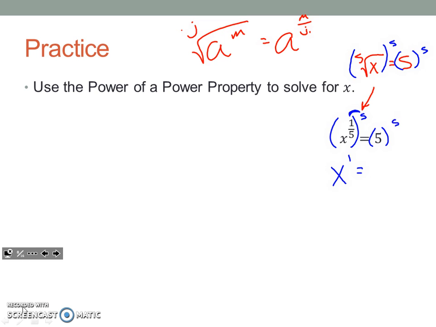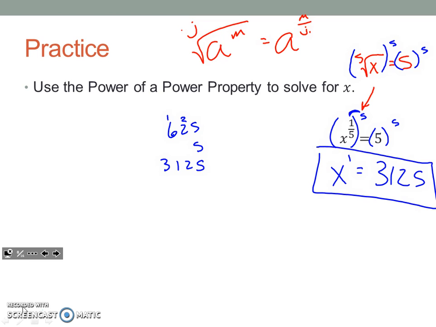5 to the 5th power. Oh, I'm not sure what that is. 625 times 5, 25. 10. 31. 3,125. Okay? So the answer to this here is going to be x equals 3,125.